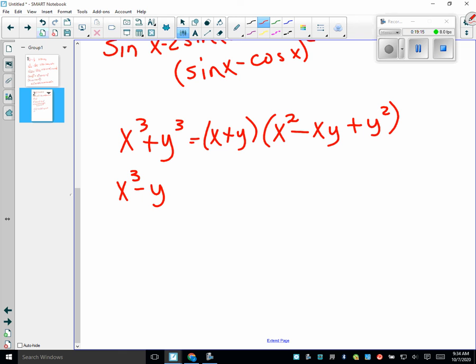So what if I had x cubed minus y cubed? Same, which is x minus y, right? Times, what's it going to be? x squared plus xy plus y squared.